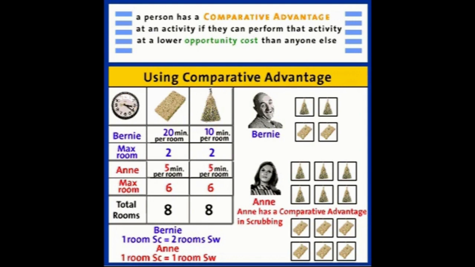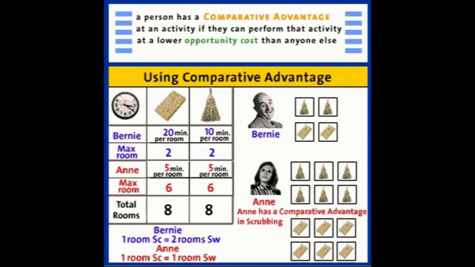Well, why should you care? Why should you care that Anne has a comparative advantage? Because comparative advantage is a guide to how Bernie and Anne can specialize and therefore increase their wealth. By specializing and trading, Bernie and Anne can clean more rooms than they can working independently. Let me show you how this works.